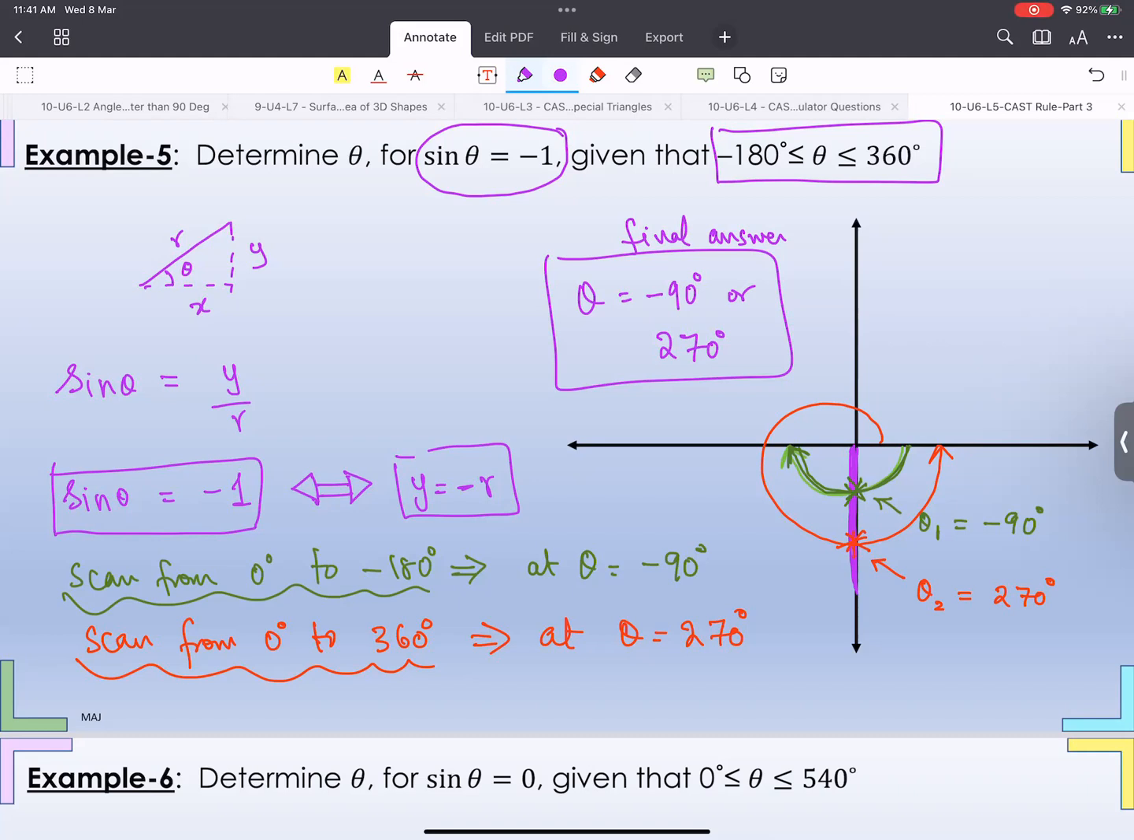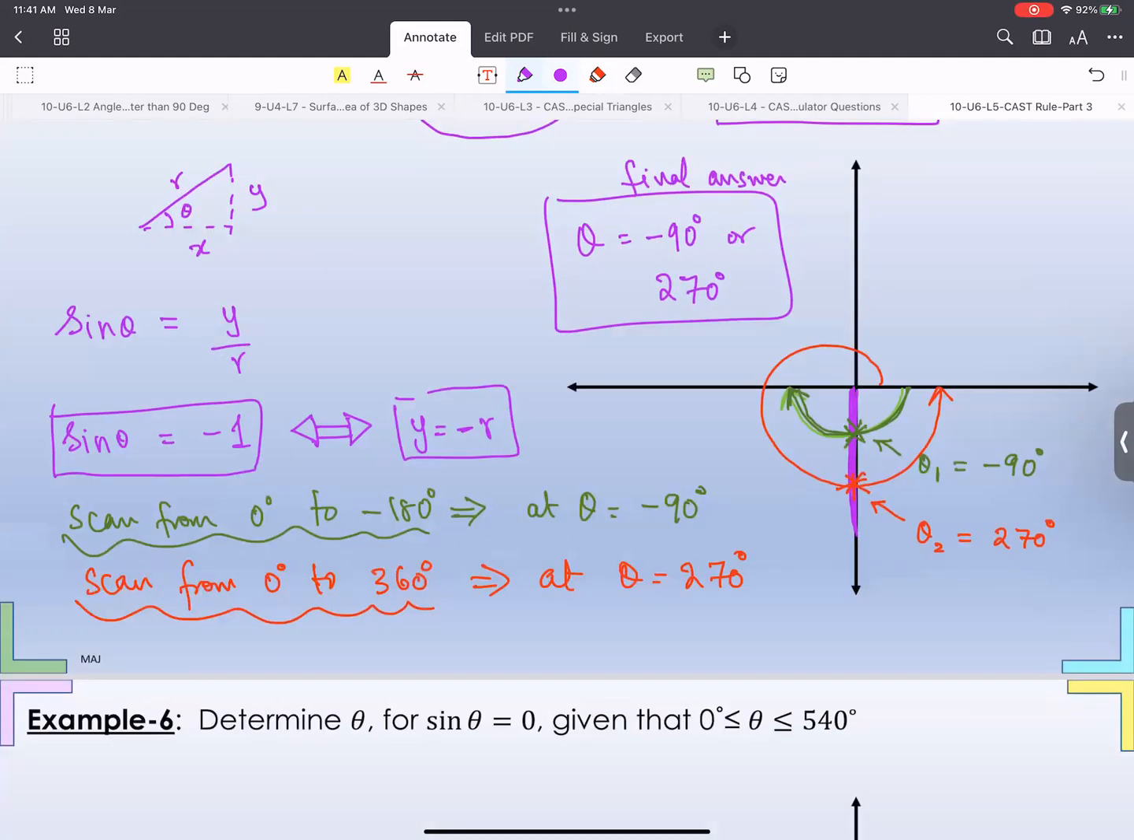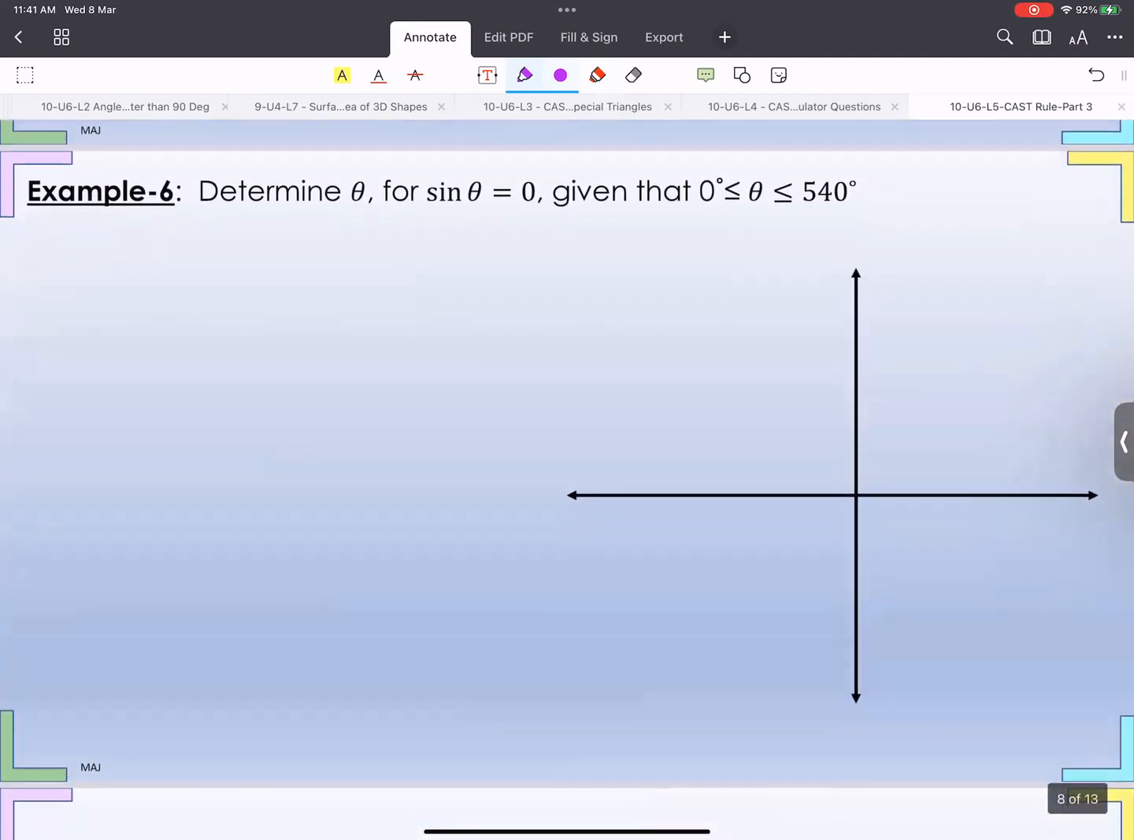Let's do one similar question, another one. Determine theta for sine theta is equal to 0, given that the domain is between 0 and 540 degrees. What is 540? How can we count up to 540? It's pretty simple. This is 0, and this is 90. You keep on adding 90. Another way to keep adding 90 very fast is add 100 and take away 10.